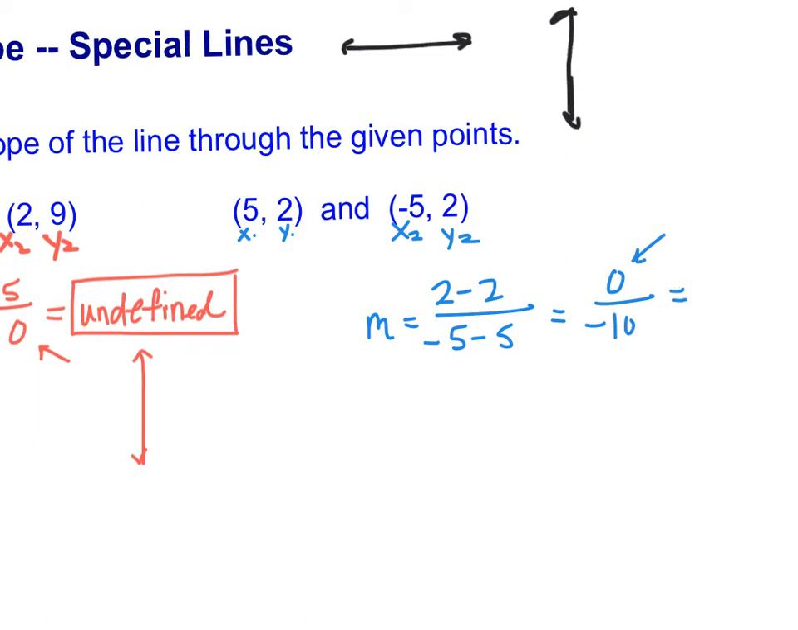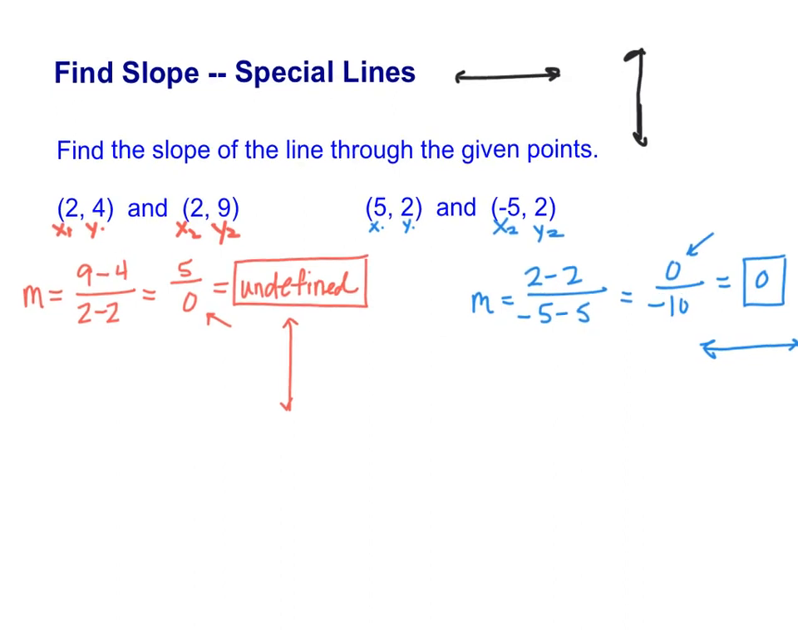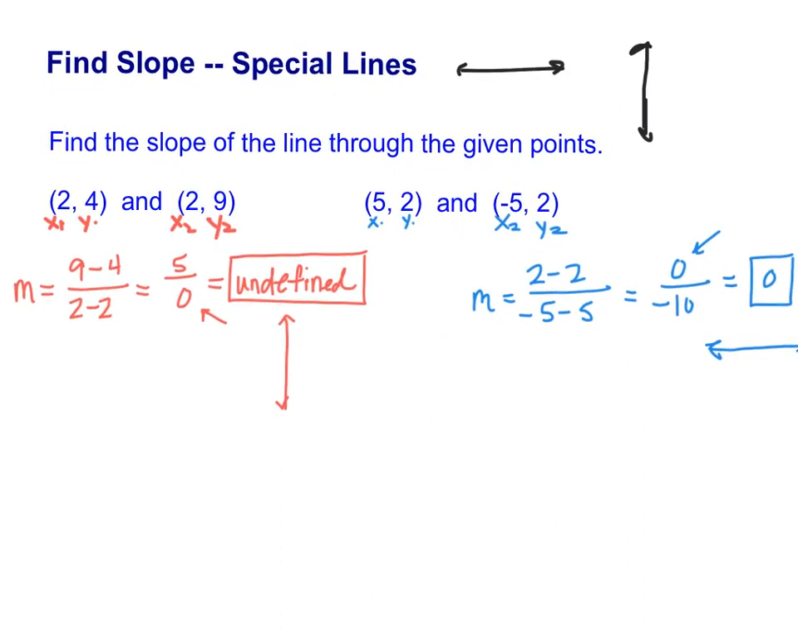So if 0 is in the numerator, 0 divided by anything is equal to 0. And then just so we remember, what kind of lines have a 0 slope? Those are your horizontal lines. So if 0 shows up when you're trying to find slope, it's either going to be the horizontal or the vertical line. The slope will either be 0 or undefined.